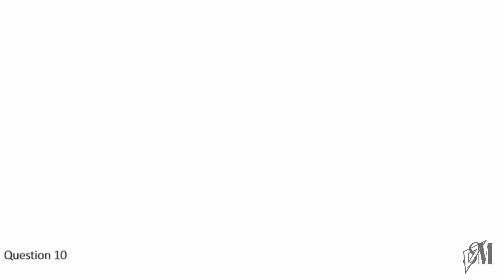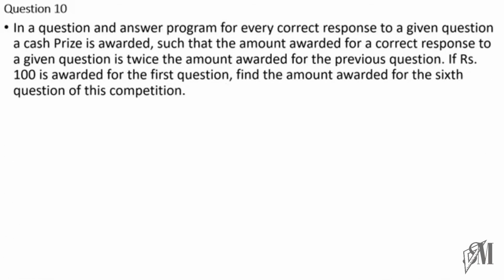Moving on to the last question of this video, the 10th question. In a question and answer program, for every correct response to a given question, a cash prize is awarded such that the amount awarded for a correct response to a given question is twice the amount awarded for the previous question. Once again, the term twice comes, so you have to clearly understand this is again related to a geometric progression. They tell us that if 100 rupees is awarded for the first question, that is the first term, so A is equal to 100 and the common ratio is equal to 2.